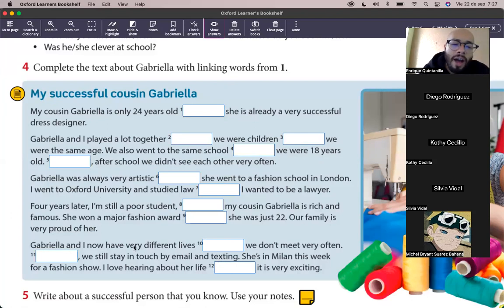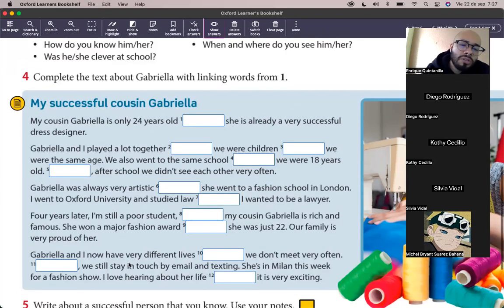Gabriela and I now have very different lives. We don't meet very often. We still stay in touch by email and texting. And she's in Milan this week for a fashion show. I love hearing about her life, and it's very exciting.